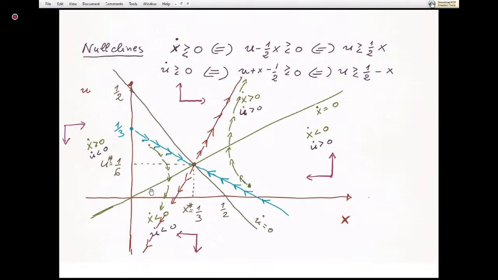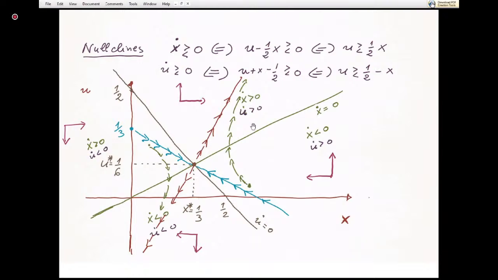If you look at the two new lines, they separate the plane in 4 regions. If you look, for instance, at the green nullcline here, along the nullcline, x dot is equal to 0, but above, x dot will be larger than 0, and below, x dot will be smaller than 0. So, in this region above the green line, variable x increases over time. In this region below the green line, variable x decreases over time.